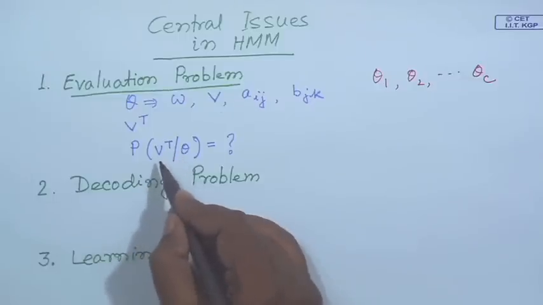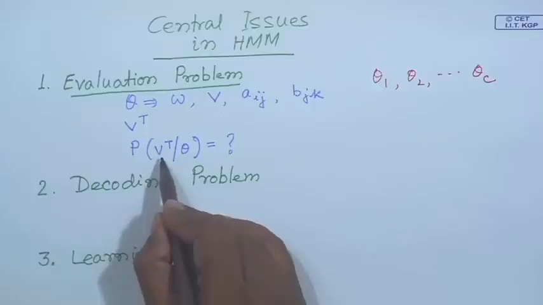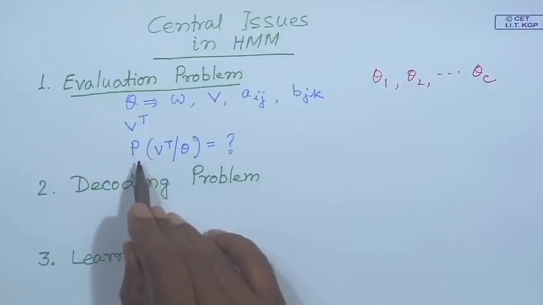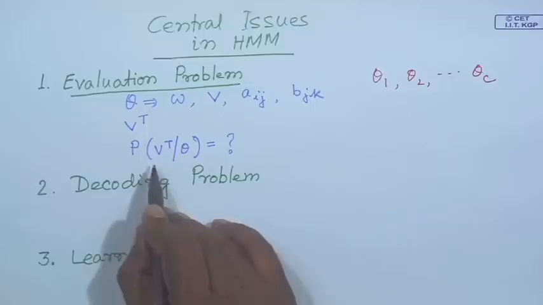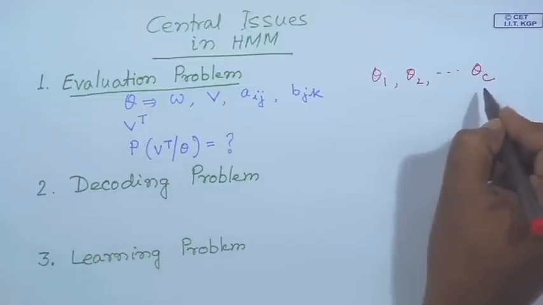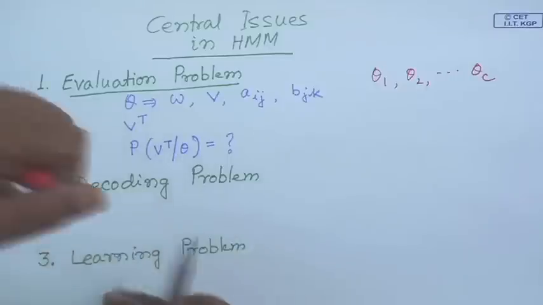So, given an unknown sequence Vt, we have to find out the probability that Vt was generated by theta 1, the probability that Vt was generated by theta 2, and similarly the probability that Vt was generated by theta c. From all these different probabilities, we can then apply the Bayes rule to classify the input visible sequence Vt. So, the evaluation problem deals with this: given a model theta and a sequence Vt of visible symbols, we want to find the probability that Vt was generated by this model theta.